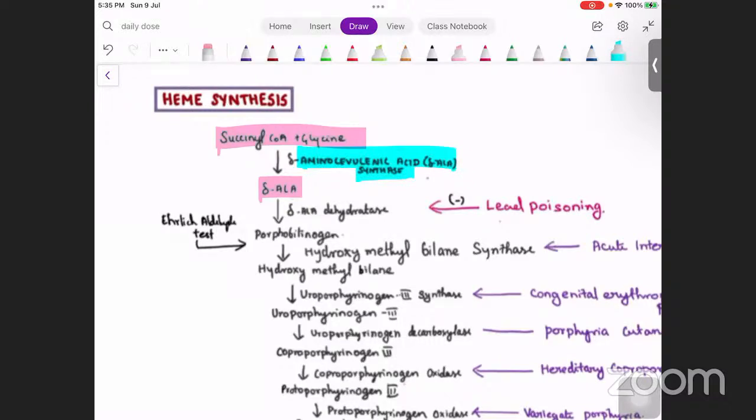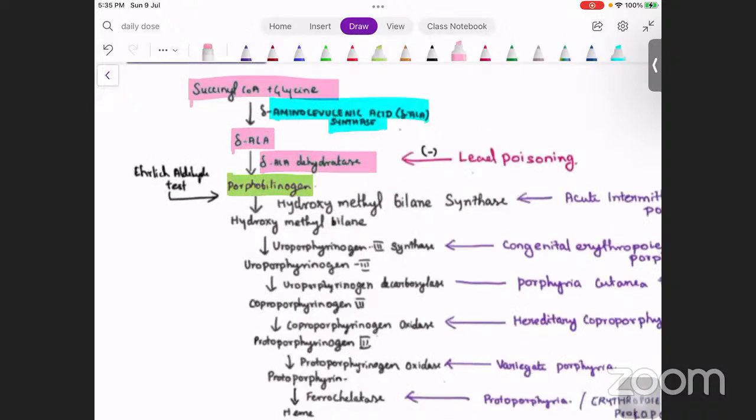Delta ALA will be converted into porphobilinogen, mediated by delta ALA dehydratase, which is inhibited in lead poisoning. So whenever you see a vignette with a history of exposure to paint, or the house having been painted recently, this type of clue may be given for lead poisoning. It inhibits delta ALA dehydratase, which prevents the conversion of delta ALA to porphobilinogen.